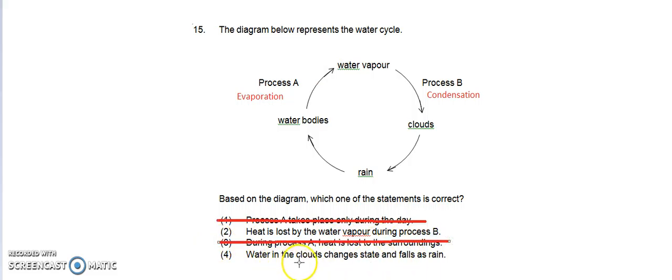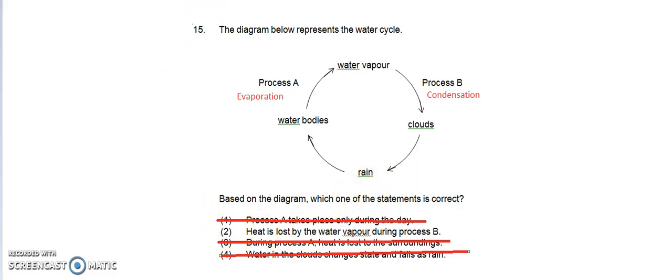Option 4, water in the clouds changes state and falls as rain. Water in the clouds does not change state, but it drops as rain and goes into the water bodies. So option 4 is also out. It doesn't change state because these clouds include water droplets, and the water droplets will drop as rain.